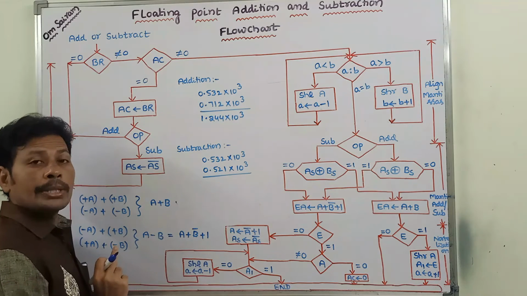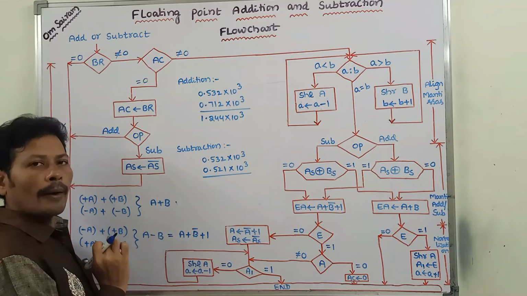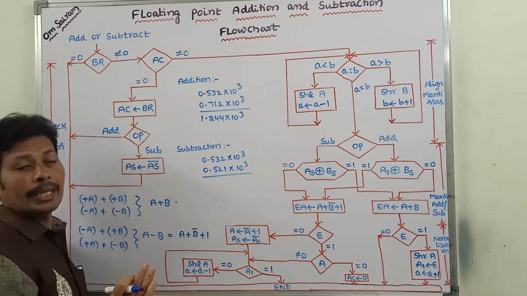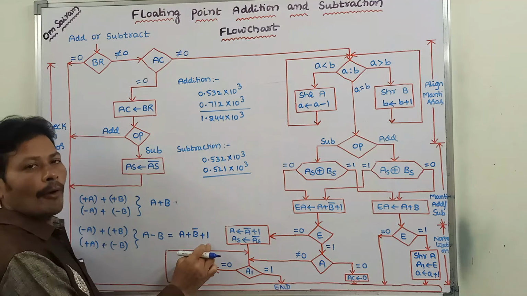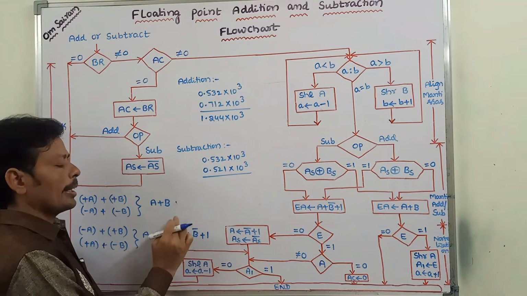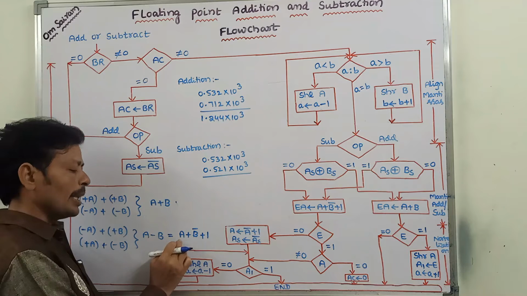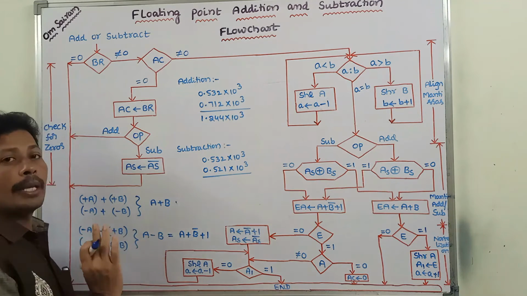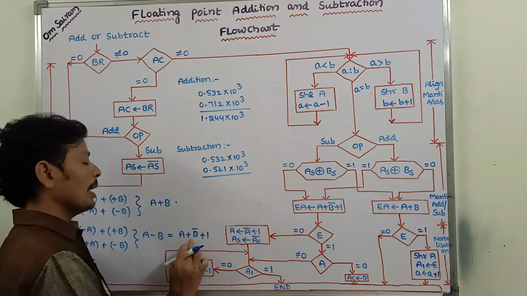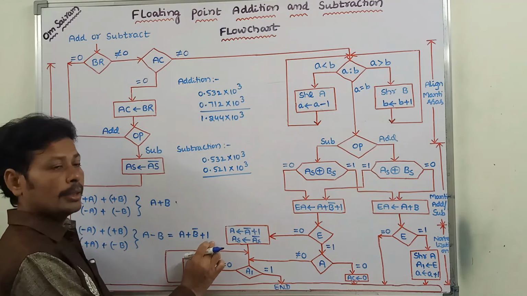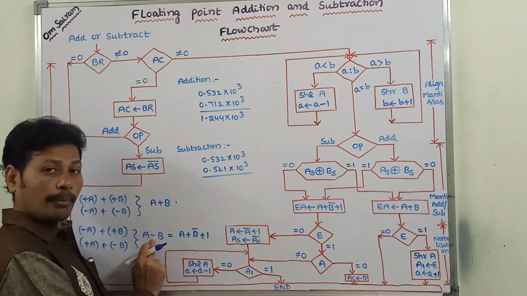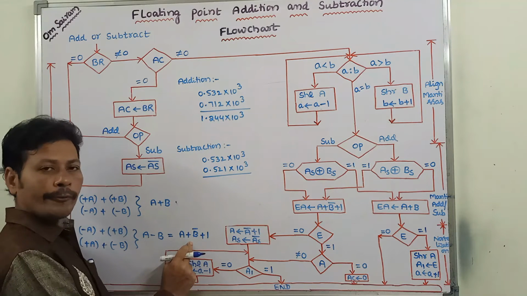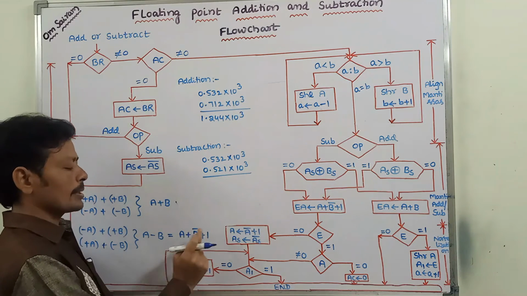So the 1's complement of B is nothing but B bar. After that we are adding 1. 1's complement plus 1 is nothing but the 2's complement of B. Then we are adding that complement of B to A. Then we are getting A minus B. A minus B is nothing but A plus B bar plus 1. Here minus can be converted into plus by taking the 2's complement of B: A plus B bar plus 1.